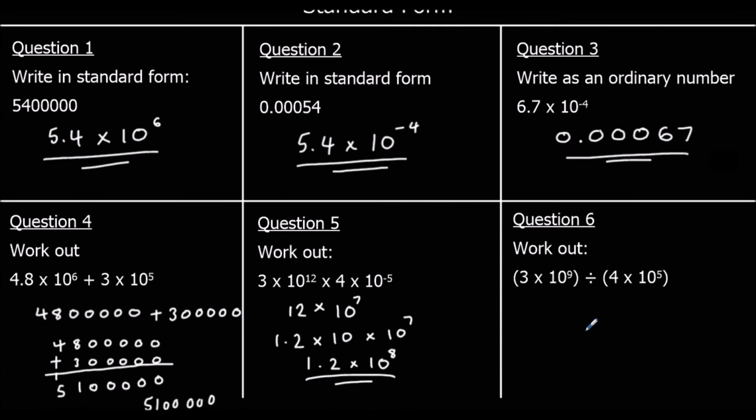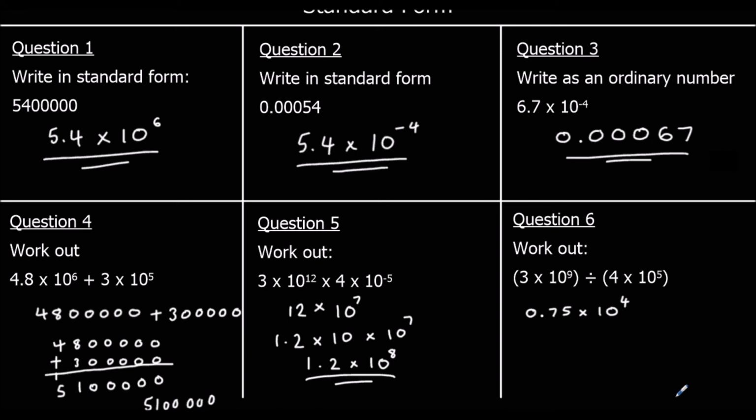And finally, question 6, we're dividing. So I've got 3 times 10 to the power of 9 divided by 4 times 10 to the power of 5. 3 divided by 4 is 3/4, or 0.75. And my powers, I've got 10 to the power of 9 divided by 10 to the power of 5. 9 take away 5 is 4. So that's 0.75 times 10 to the power of 4.